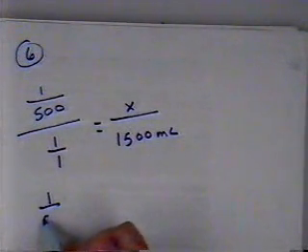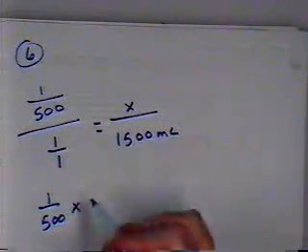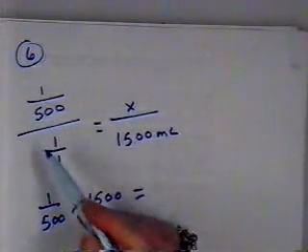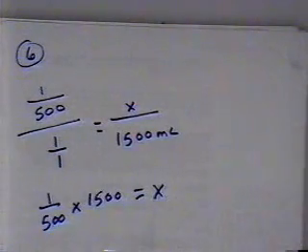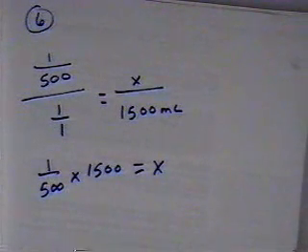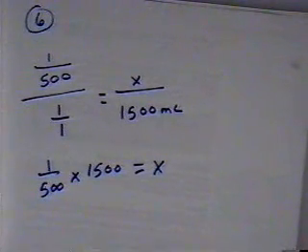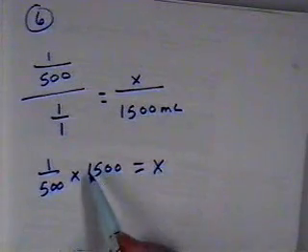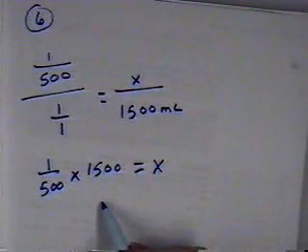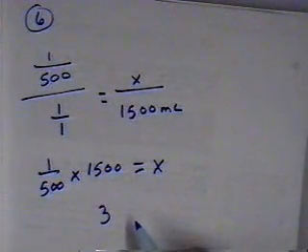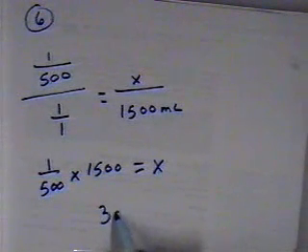So I have 1/500 times, and 1/1 is 1, so 1 times x. Now, what do I get when I take 1,500 divided by 500? And 3 what? Grams.